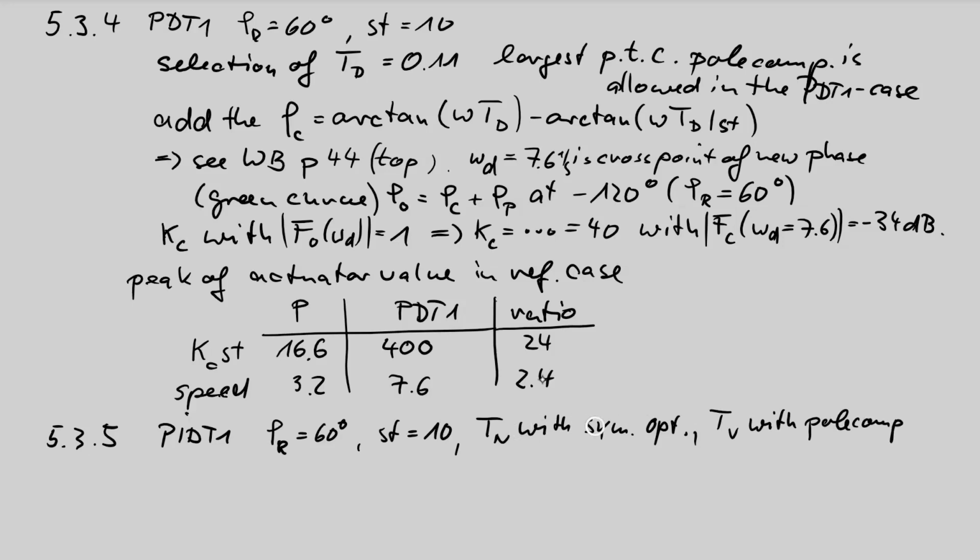Now, the PI is not allowed with pole compensation. The TV, of course, can be done with pole compensation. So we have here a TV, which is 0.11 than before. Here we have a controller phase at omega d, selectable out of the symmetrical optimum table. Again, it's minus 15 degrees.